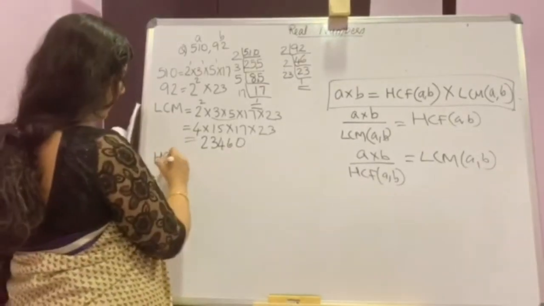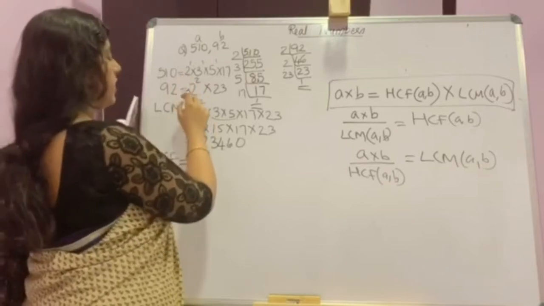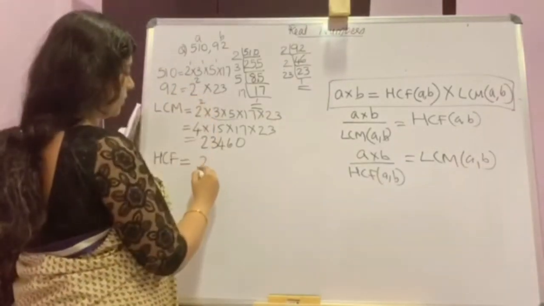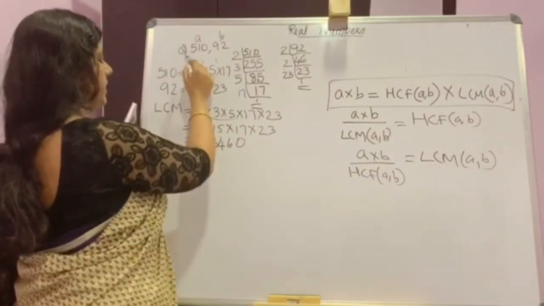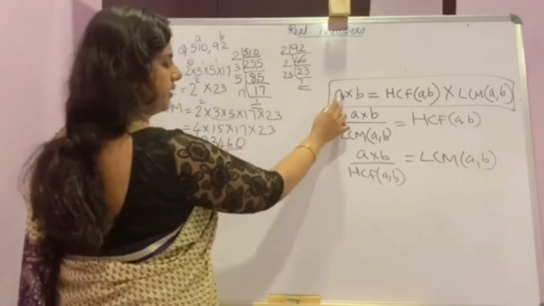And HCF. For HCF, we have to consider only the common factor. Here the only common factor is 2 and its smallest power is 1. So HCF is 2. Now we have to check this relation.